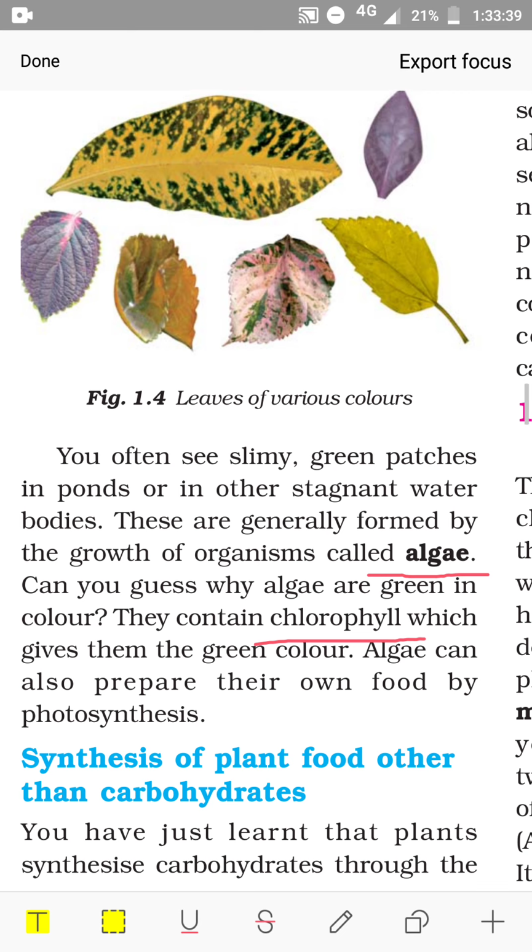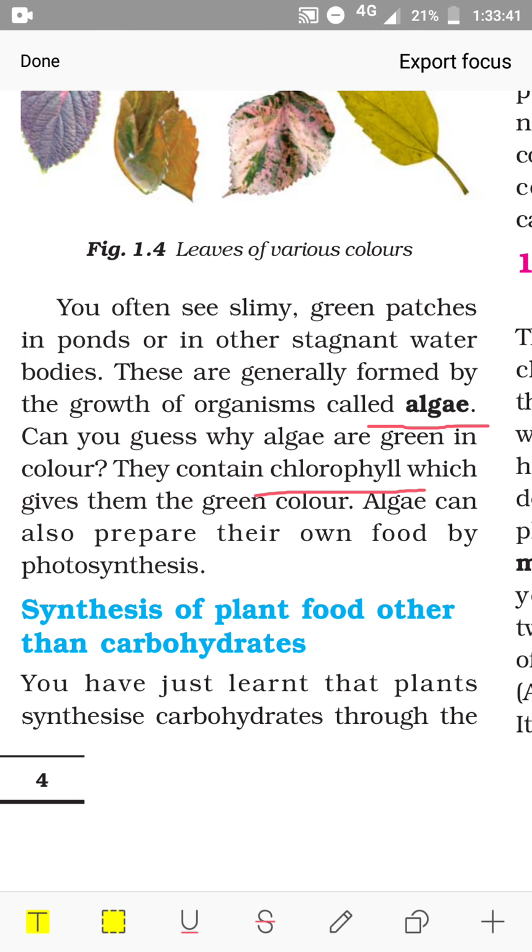Now, synthesis of plant food other than carbohydrates. While they make food, the plants make the simple carbohydrate glucose. Glucose they use for their body activities, and the rest of this they store in the form of starch. So, starch is the stored form of carbohydrate in plants.